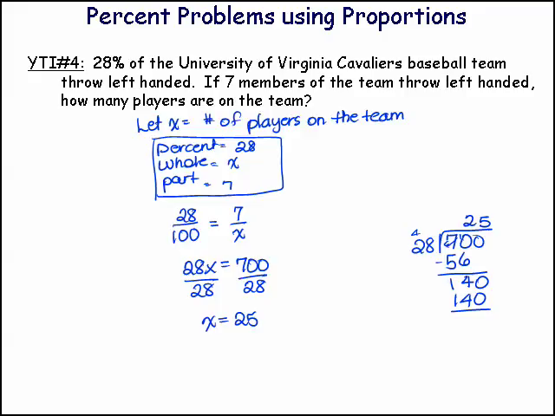So how many people are on the team? There are 25 members, or I should say players. 25 players are on the team.